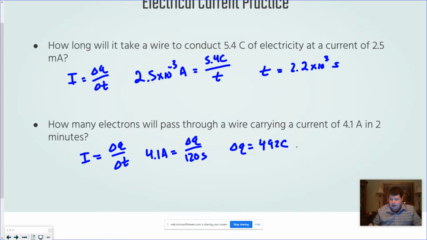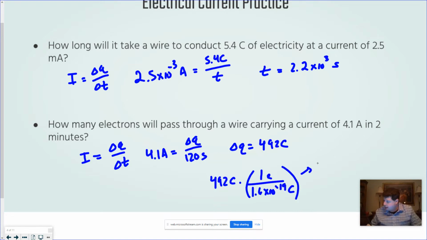Then I have to remember that in one electron, you have 1.6 times 10 to the minus 19th coulombs, that elementary charge. So I can simply take that 492 coulombs, use the 1.6 times 10 to the minus 19th coulombs as a conversion factor, and I end up getting, it looks like, 3.1 times 10 to the 21st electrons.